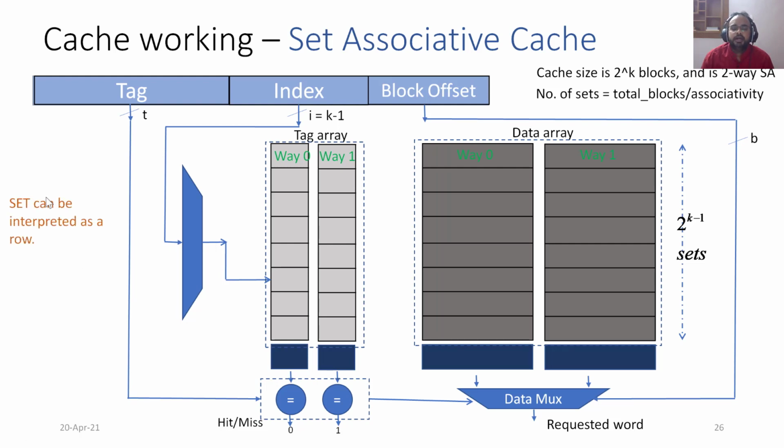Now here a set is a collection of blocks. The number of blocks is given as associativity, and you can interpret the ways as columns. In a two-way set associative cache, there will be two columns for the data array and two columns for the tag array. In a direct mapped cache, there is only one column.